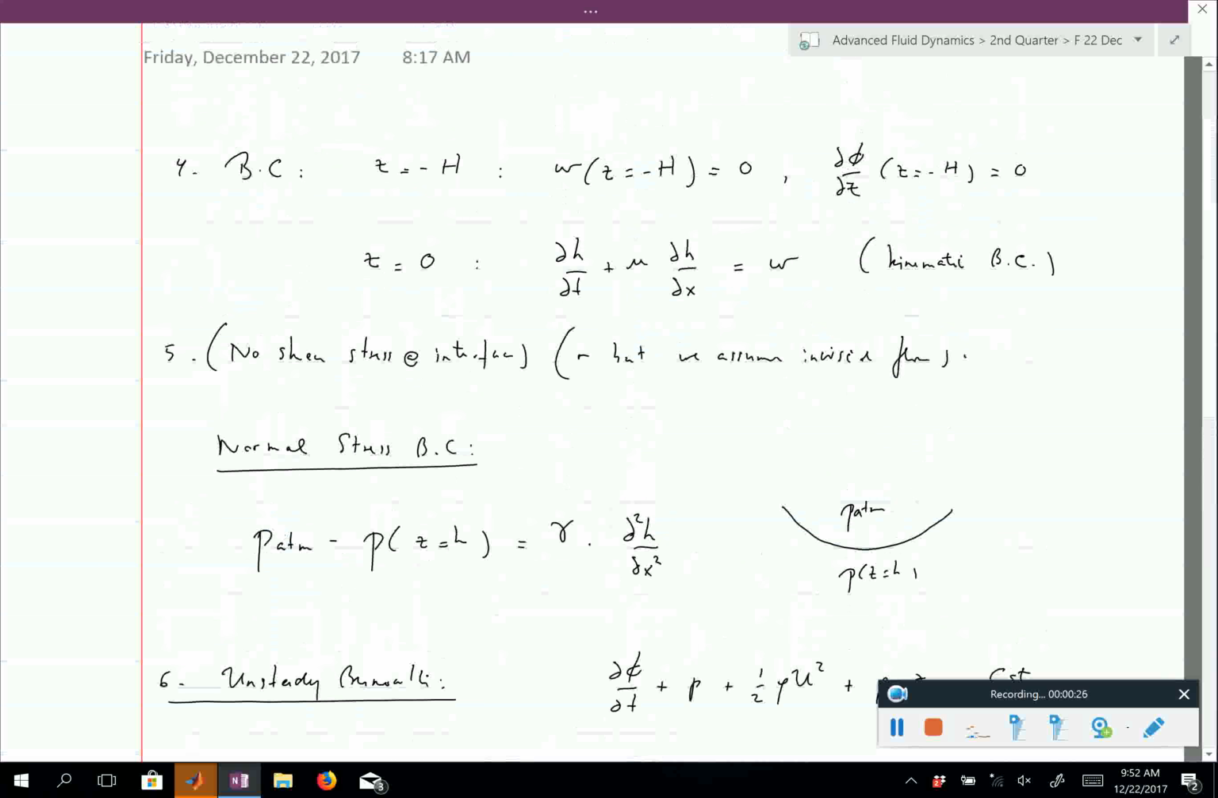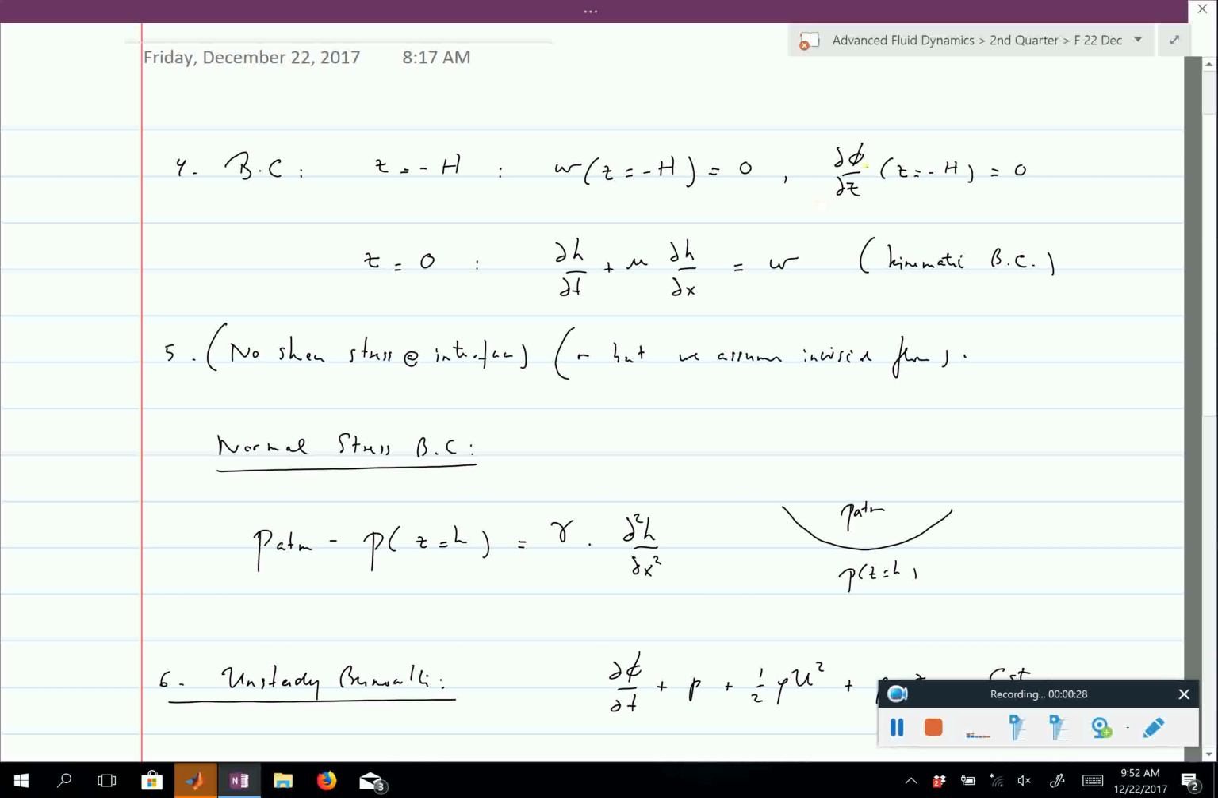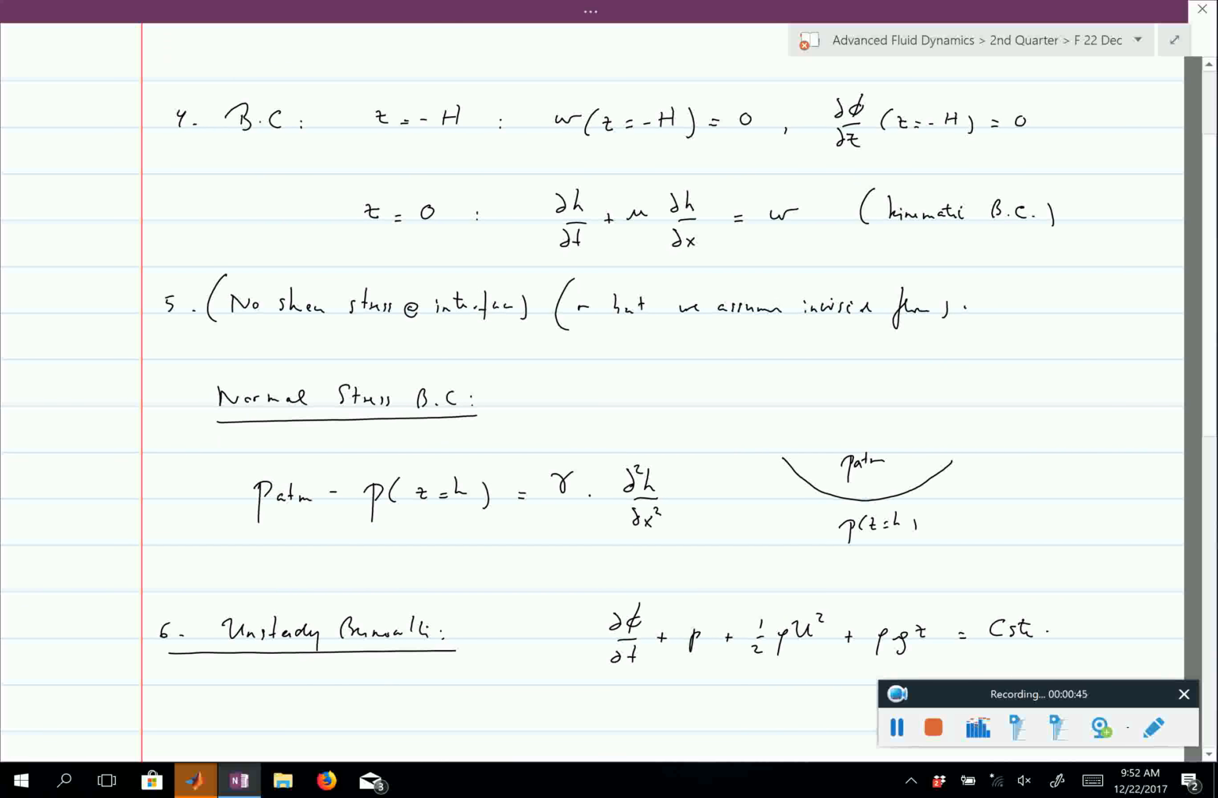So, the velocity in the z direction is only 0 at the boundary. It's a no penetration boundary condition. It might be non-zero in the bulk. And this equation here is also only valid at the boundary. This is your kinematic boundary condition. And then the normal stress balance is also only at the boundary because it's your boundary condition.